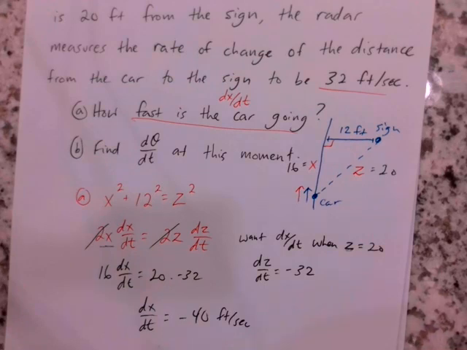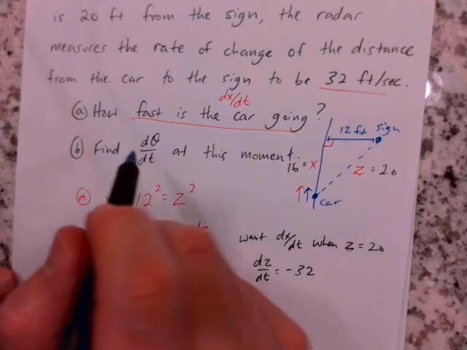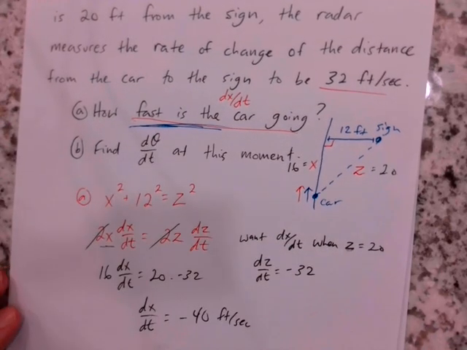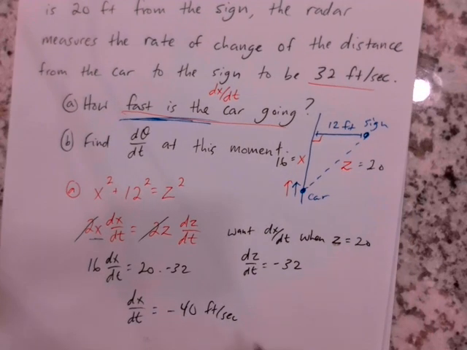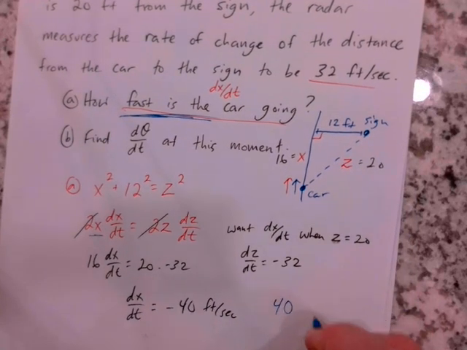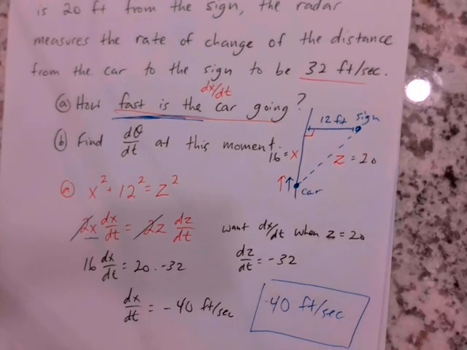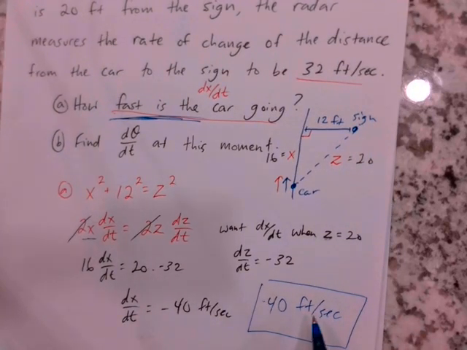But the question didn't say, what's the rate of change of x? The question said, how fast is the car going? And so for how fast the car is going, you would just give the speed, you just give 40 feet per second. And you know it's feet per second because that's the unit the original question is in.